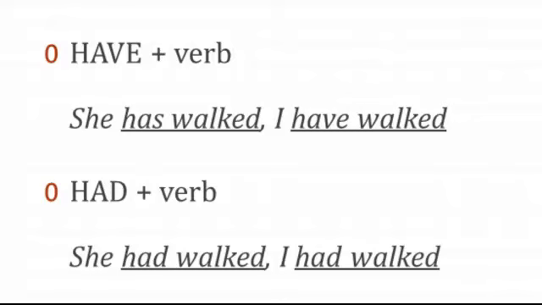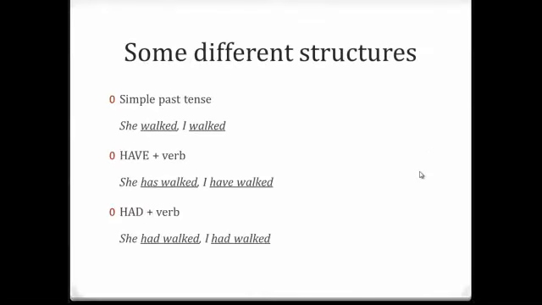And the third form is had plus verb, and then it's she had walked and I had walked. So it's the same. Now the reason I think that you can handle all 3 of these forms together is that the forms are used very similarly to Norwegian. When you would use har gjort, har gått in Norwegian, you would use have walked or has walked in English, and the same with had. So the usage is very similar to Norwegian.